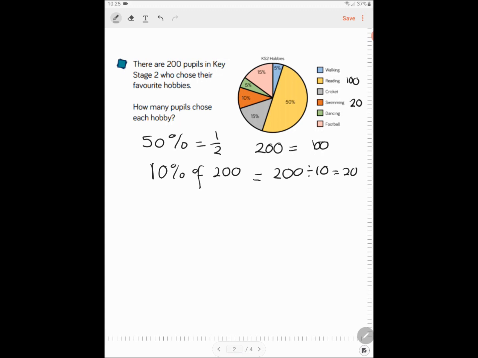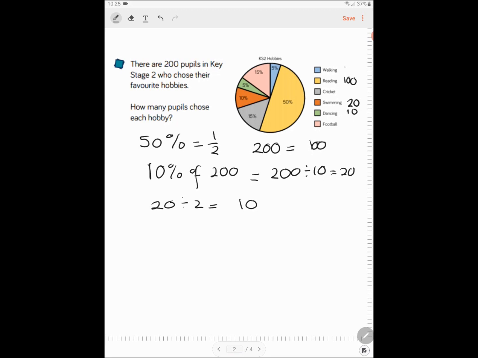Okay, now, remembering what we've taught you about percentages, 5% is half of 10%. We've just worked out what 10% is, so I can halve that. So 20 divided by 2 will tell me what 5% is. So 5% equals 10. So we've got dancing was 10 and walking was 10.